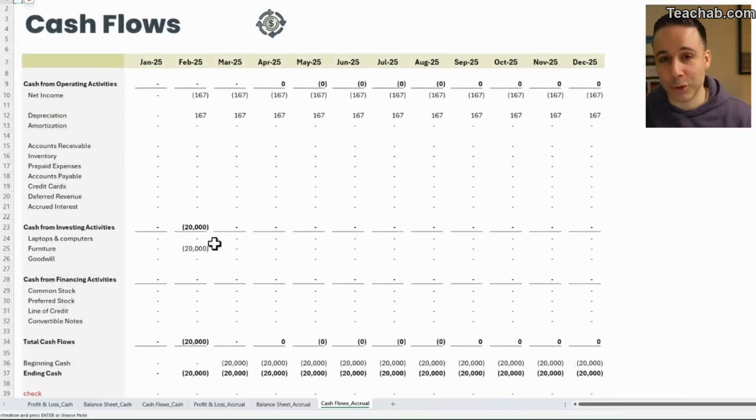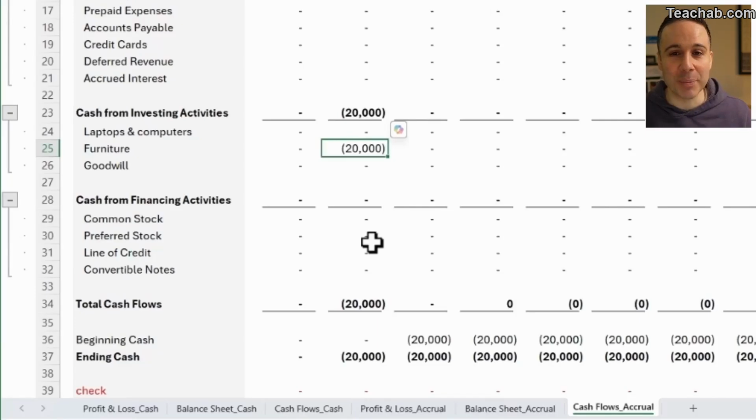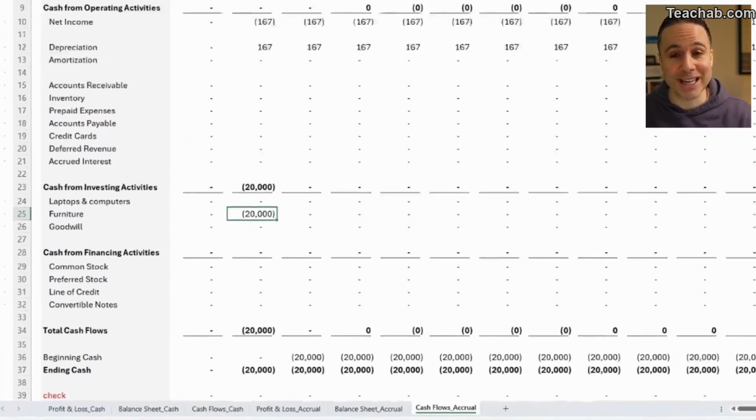And once again, the accrual basis and cash basis doesn't really impact any difference in this example. But one other important note on this, you'll notice that this affects our cash from investing activities. Once again, this is a capital expenditure. This is going to allow the business to benefit from this purchase in the long term.